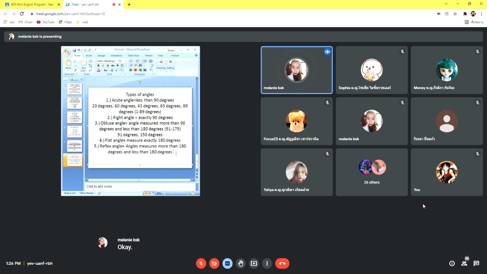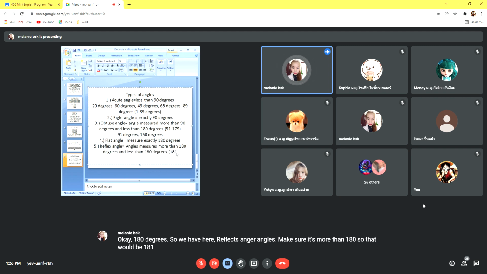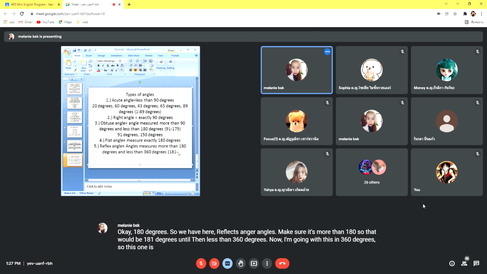Okay, 180 degrees. So if reflex angles measure more than 180, that would be 181 degrees until less than 360 degrees. No, I'm wrong with this one. 360 degrees. So this one is 181 until 359 degrees. That is a reflex angle.